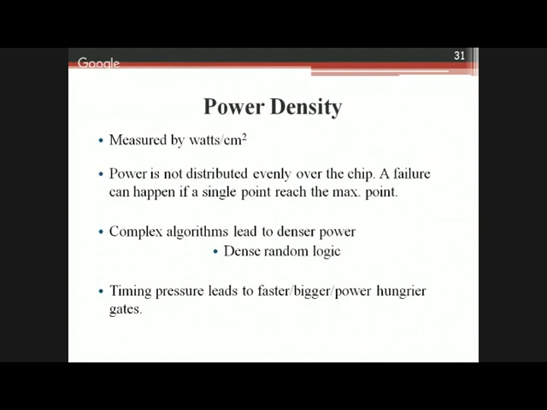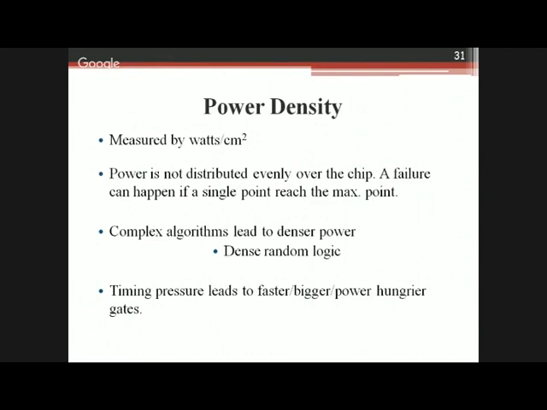And of course, timing pressure is also one of the constraints. We have to do things in a particular time; the code is going to be executed in a particular time. So due to these timing pressures, a lot of power is consumed. So these are the main reasons why a lot of power is consumed.